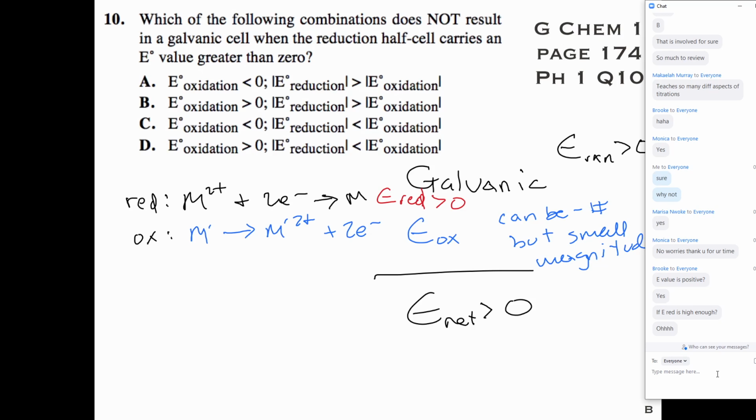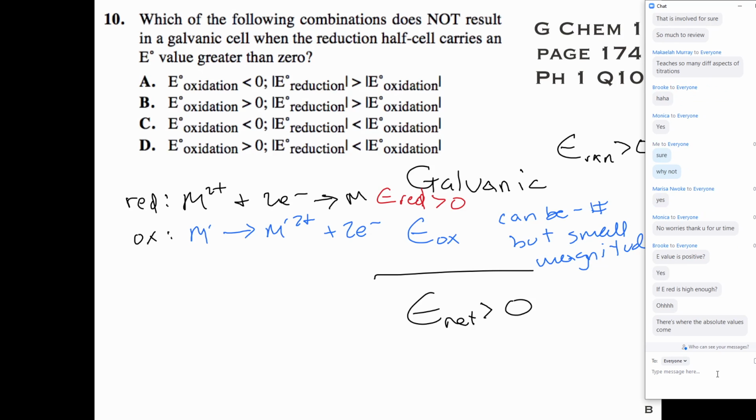Now you've got to translate that into the answer choices, because this is where I'm screwed over. Absolute values, exactly. This magnitude has to be greater than this magnitude. So E oxidation can be negative, it can be positive, so this doesn't help me. This does. The only way it won't work is if this is too big a magnitude. If the absolute value of the oxidation is too large, that's a concern.